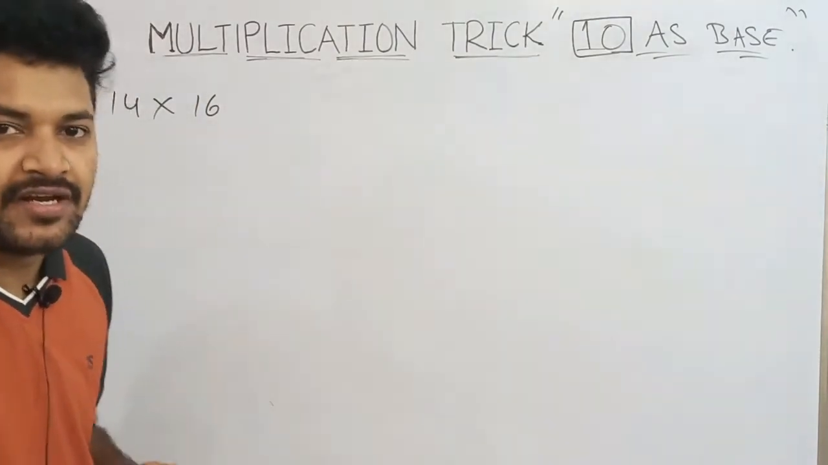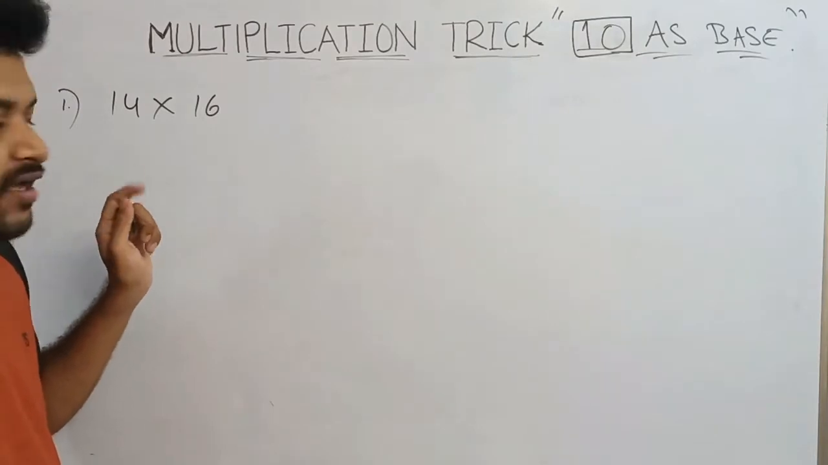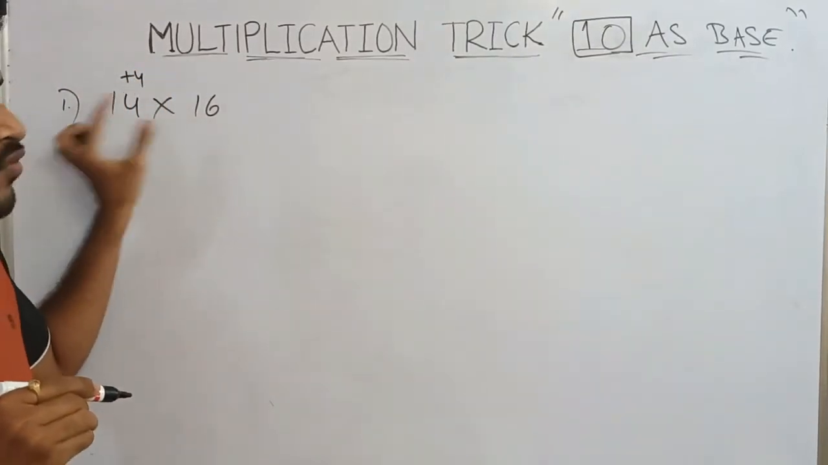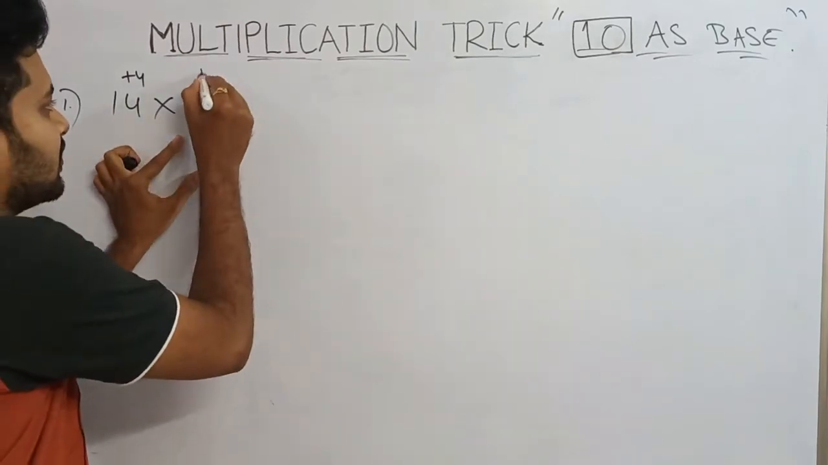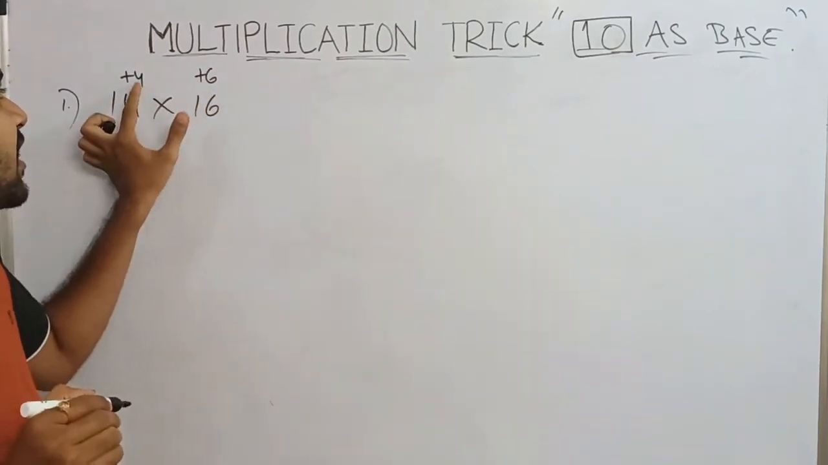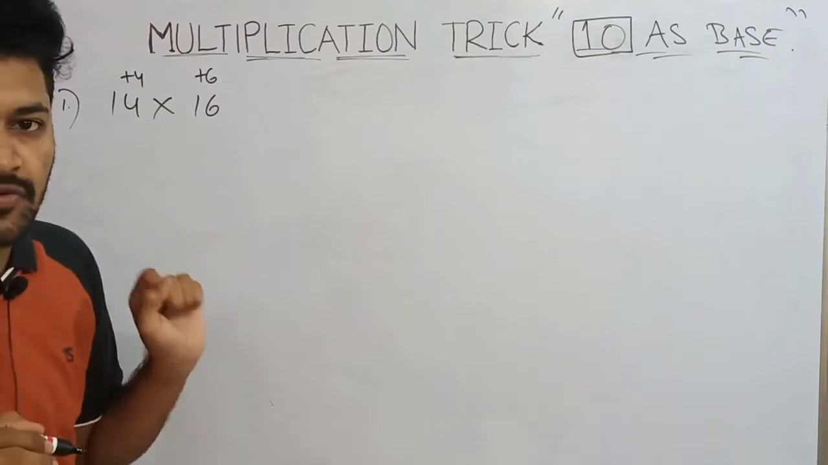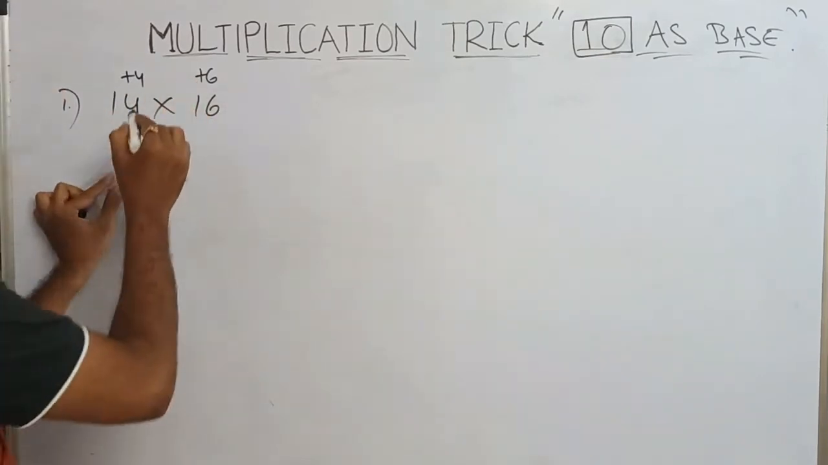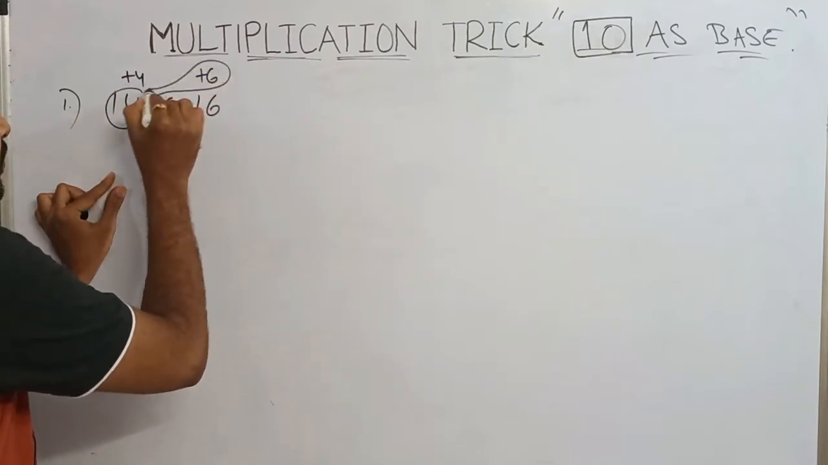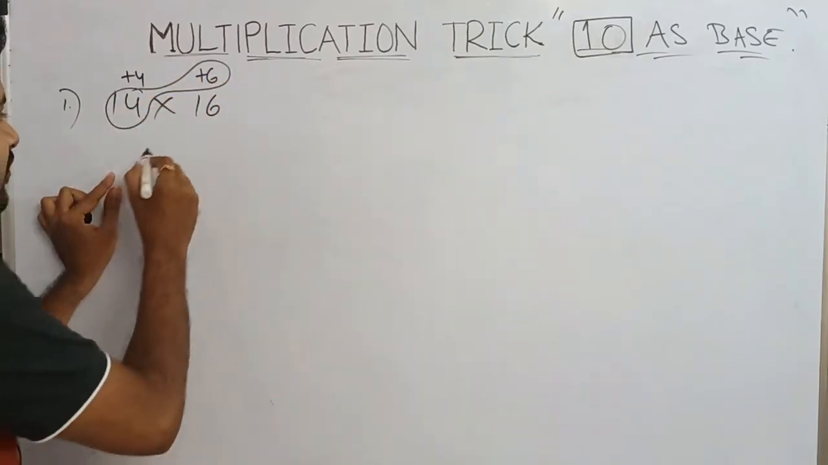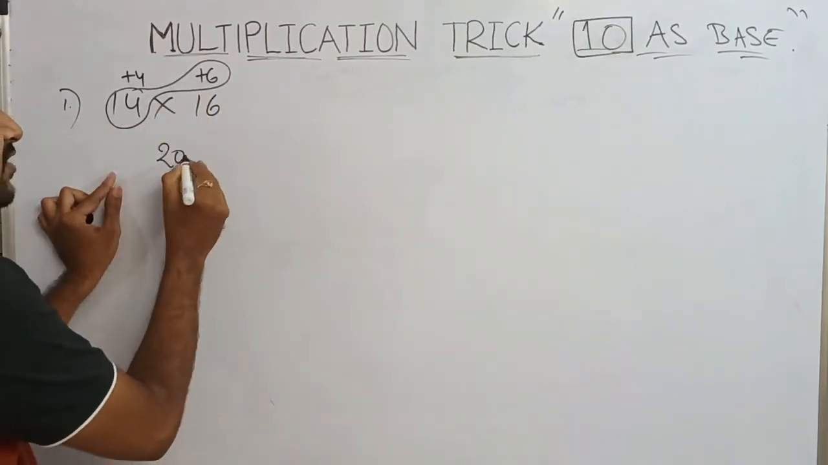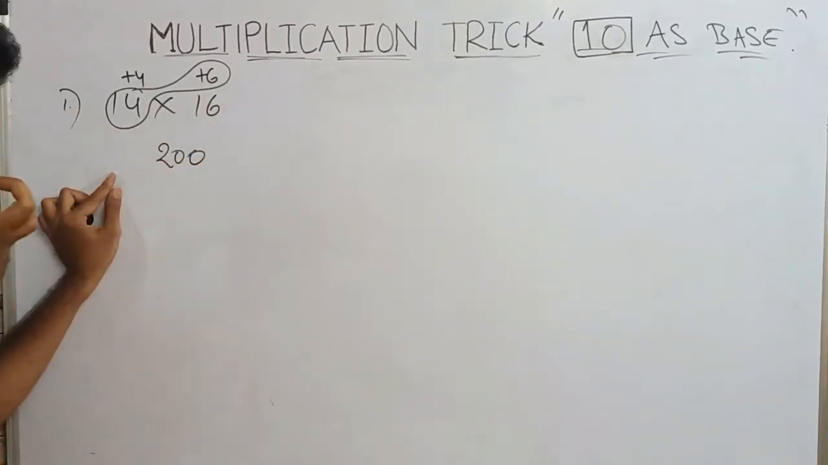Here you should observe that the first number is 14. It is 10 plus 4, and the other is 10 plus 6. I am writing 4 and 6 on top of the numbers. See here, 14 and 6. If you add them, how much will you get? 20. That is the most important trick in our sum. And keep one more 0 here.